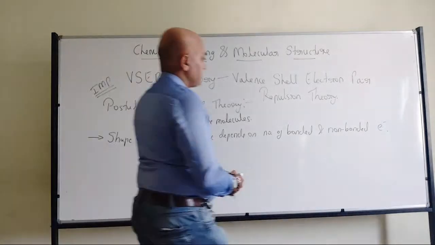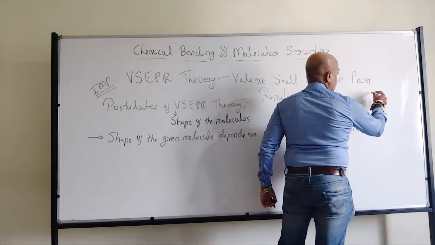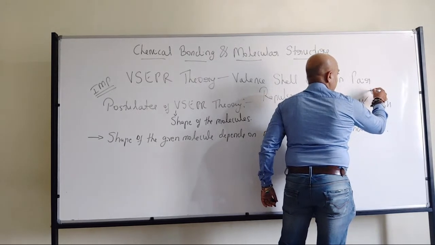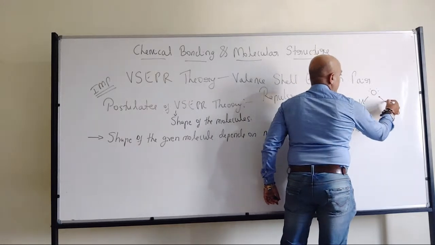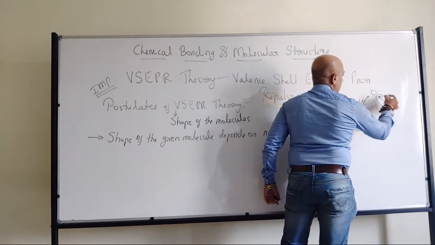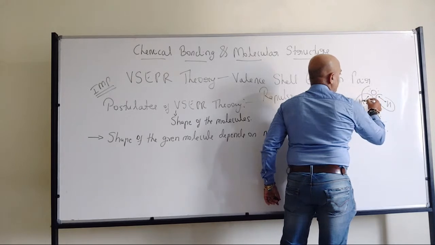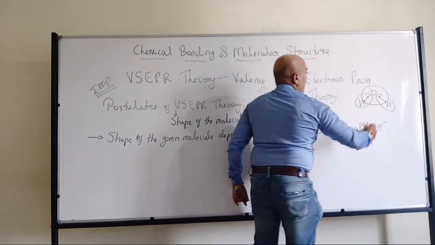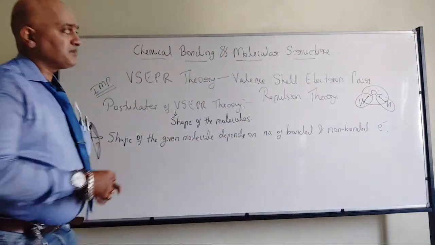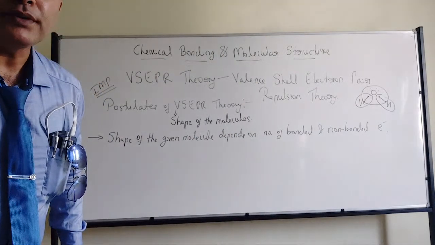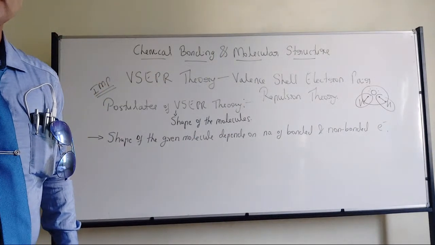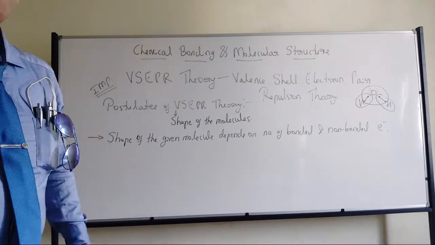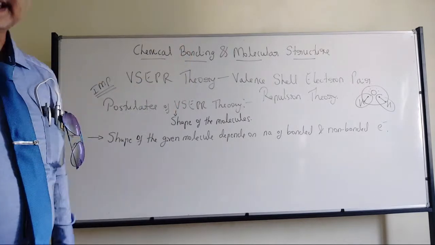If you recollect, according to Lewis dot structure, if I consider this one as water, there will be electrons like this. Now if I consider this one as 2 electrons, the Lewis dot structure will be written like this. If you observe, there is an overlapping of the orbital taking place. That is the outermost orbital, the valence orbital. So that's what valence shell electron pair repulsion theory.